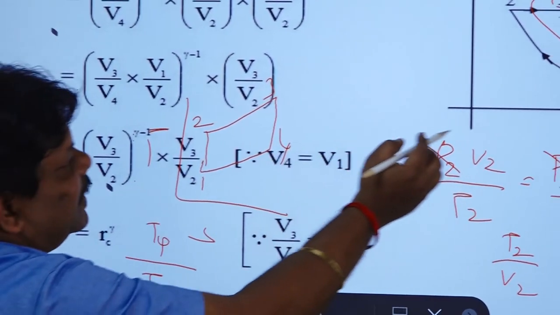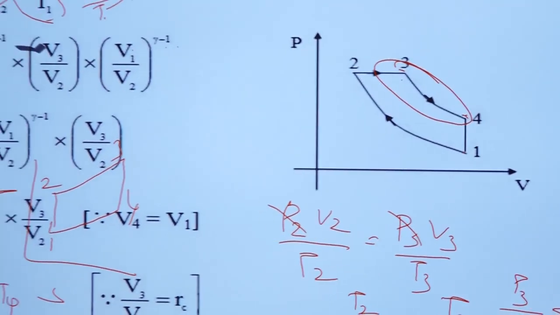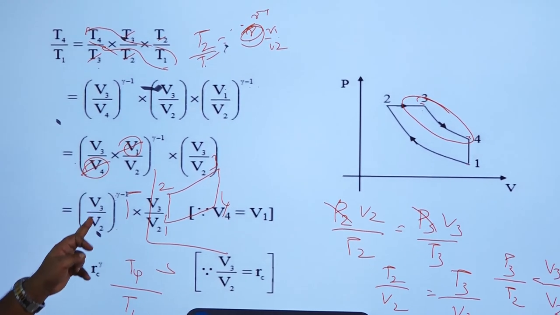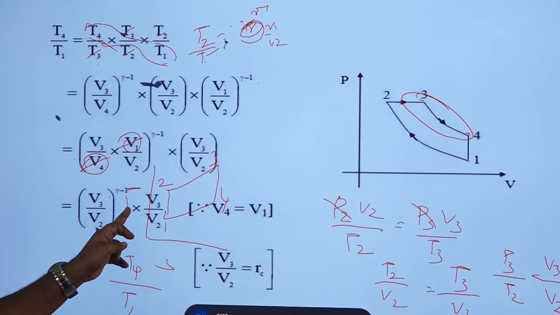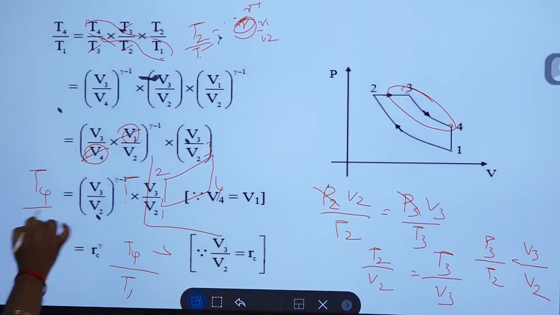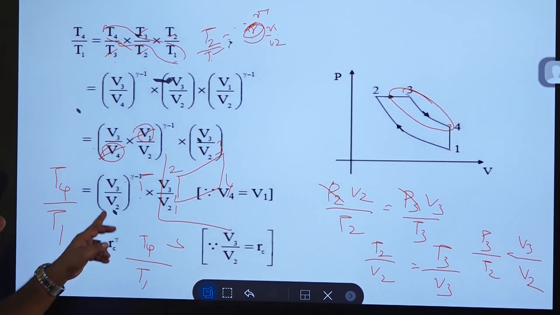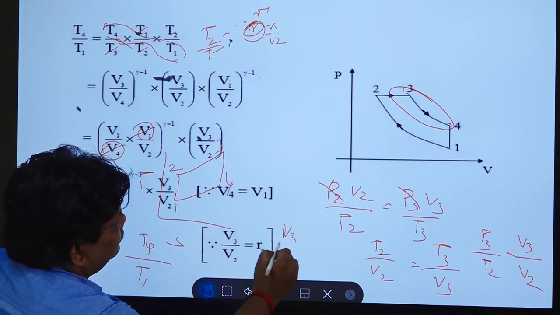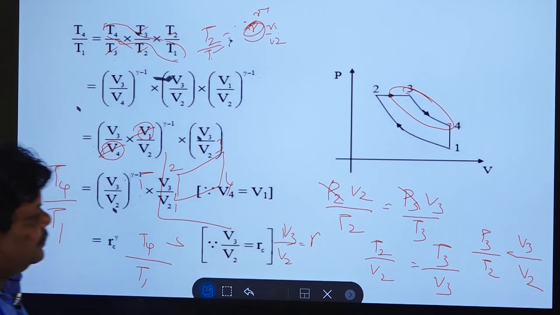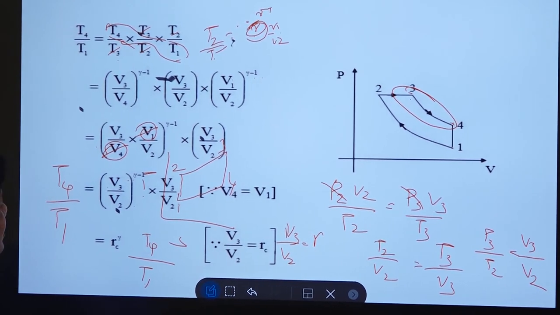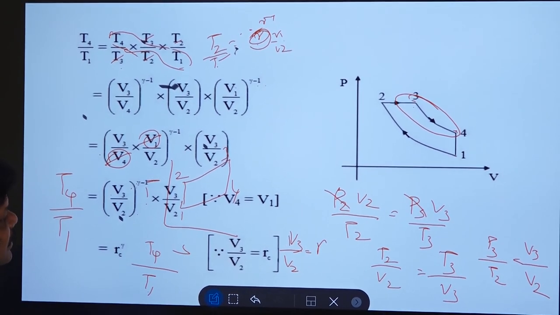You see here, you see the PV diagram. V4 is equal to V1, so you can cancel these two. At last you will get V3 by V2 whole power gamma minus 1 into V3 by V2. You will get some value for this T4 divided by T1. V3 by V2 is nothing but the value of this ratio, the cutoff ratio, that is V3 by V2.